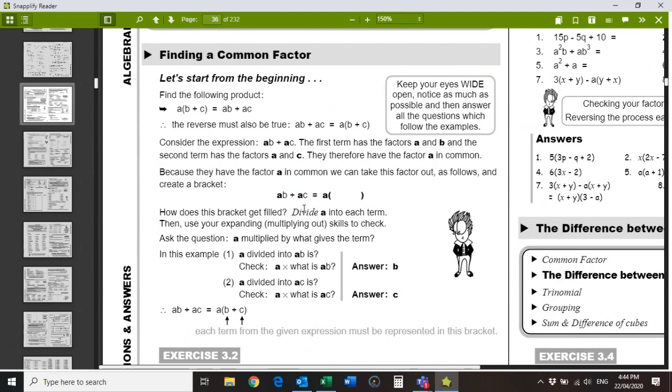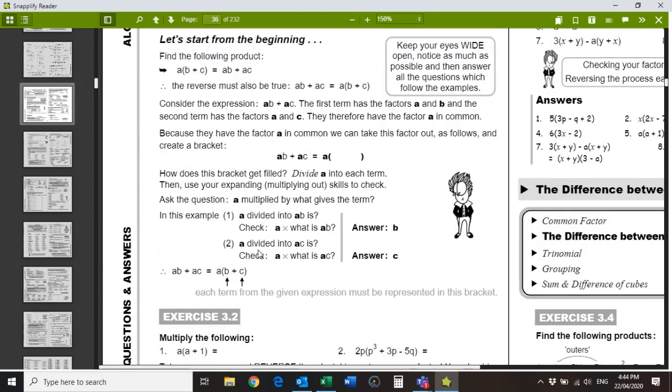All that means is that they're just taking a long method to say: in order for me to write this bracket, what do I need to do? They say, consider the expression AB plus AC. The first term has a factor A and B, and the second one has a factor A and C. They therefore have the factor A in common. Because they have the factor A in common, we can take out this factor and create the following bracket. Then we need to see what needs to be in this bracket. It says, divide A into each term. So A divided into AB is equal to B.